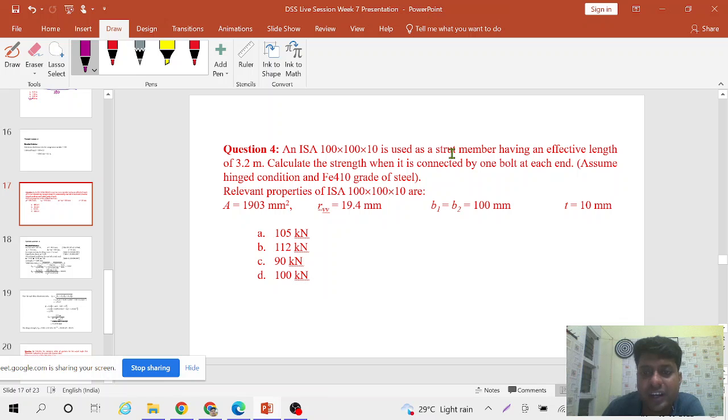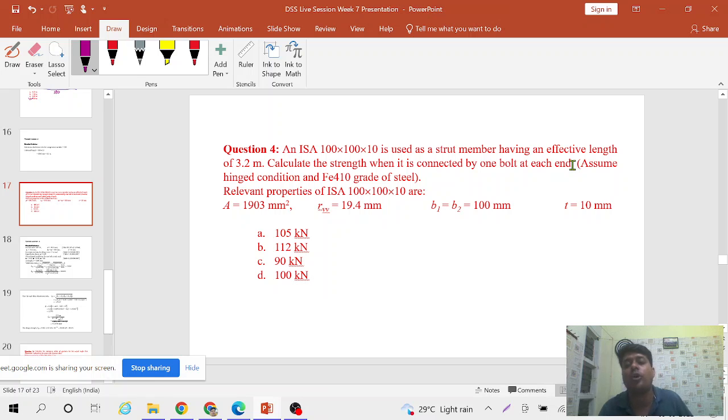So if it is a strut, then this is a compression member problem. It is used as a strut member having an effective length of 3.2 meter. So here they are already giving the effective length, so there is no need to calculate the effective length. That is why they have not even given the end condition.